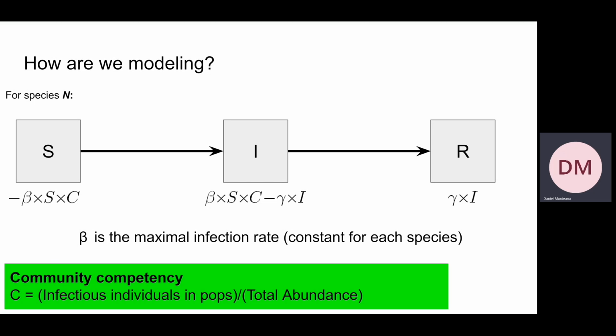So this brings us into the actual numerics of our model itself. So in the examples I'll show here, we have a classic SIR model where instead of the rate of infection being influenced by the number of susceptible and infectious individuals, it's related to this value called community competency. So each species has a maximal infection rate that we'll call beta here. And there's the number of susceptible individuals and also this community competency, which we're saying is related directly to the proportion of infectious individuals in the population.